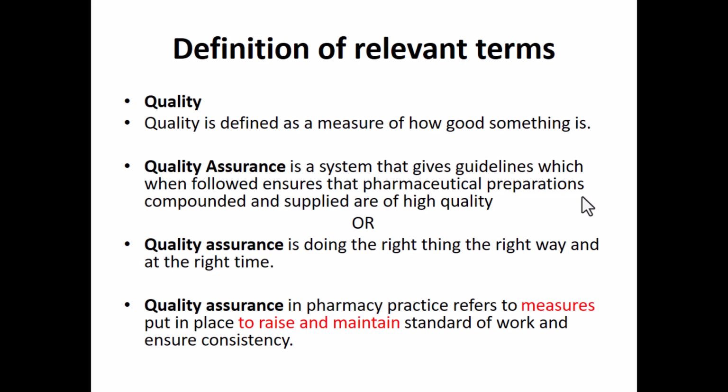You can also define quality assurance as doing the right thing, the right way, and at the right time. When you're doing the right thing the right way at the right time, we look at it as quality assurance. Quality assurance in pharmacy practice refers to measures that you put in place to raise and maintain the standard of work and ensure consistency. These are some of the measures, some of the guidelines, some of the procedures.